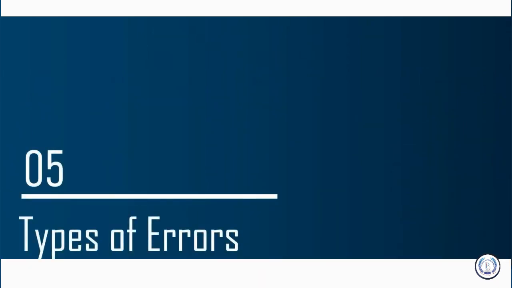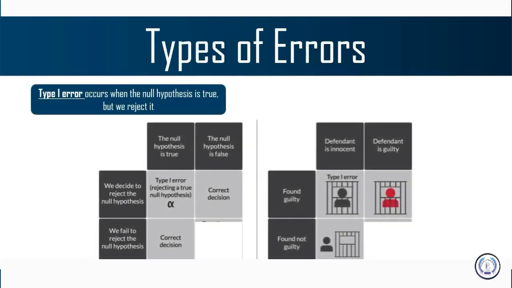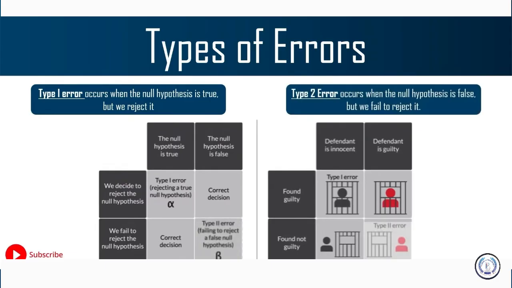Now let's understand the types of errors in hypothesis testing which can occur. The first type of error is called a type 1 error, which occurs when the null hypothesis is actually true and we reject it. If you remember the criminal trial example, we need to have concrete evidence to prove that the accused has actually done the crime. Suppose the judgment for the crime is a death penalty.